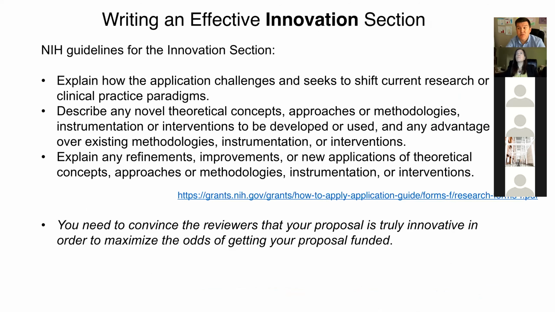With respect to the NIH specific guidelines for writing the innovation section, which I've borrowed from the NIH website, NIH is very explicit about what should go into the innovation section. So we as writers don't really have to guess. What NIH says is we need to explain how the application challenges and seeks to shift the current research or clinical practice paradigm. So this is a pretty ambitious statement, but NIH provides some additional clarification with respect to how paradigm changing our proposed research should really be.